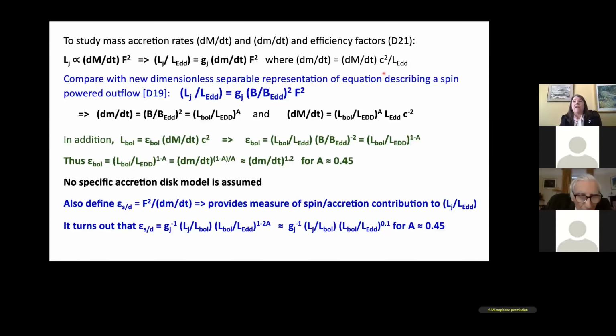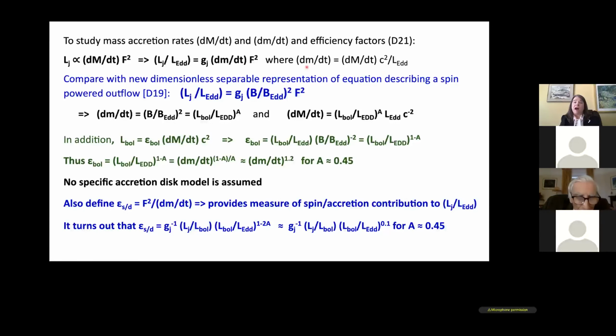And then defining the dimensionless mass accretion rate in terms of the physical one and the black hole mass, we obtain this equation for the beam power and its relationship to the mass accretion rate dM/dt.